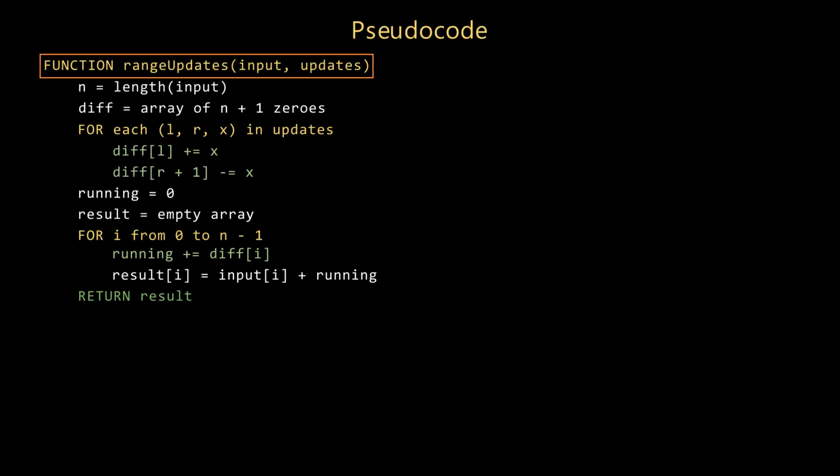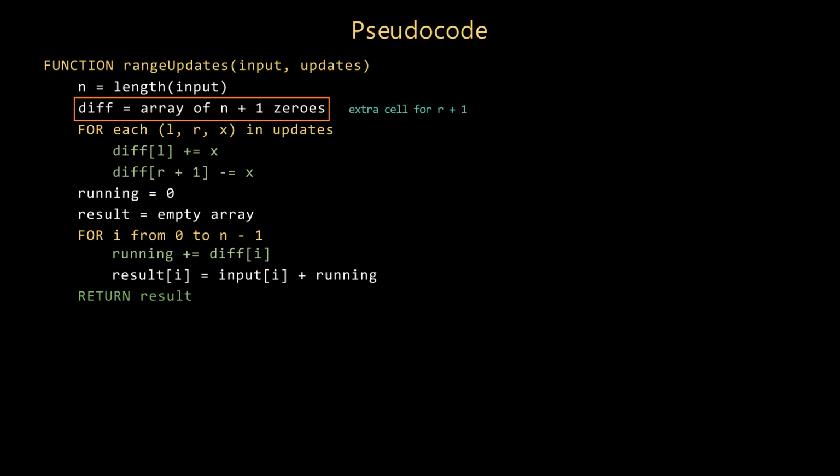Define a routine that receives the input array and all range updates. Store the length of the input array. Create a difference array with one extra cell for the R plus 1 marker. Loop through every range update. At the left boundary, add X to start the update. Right after the range, subtract X to stop the update.